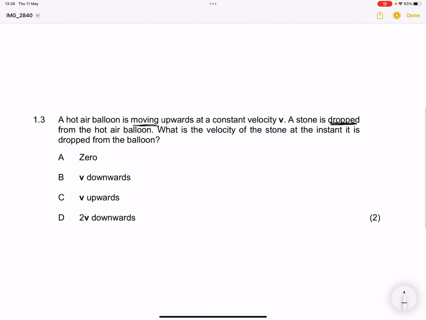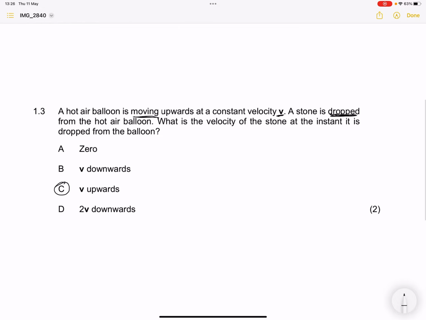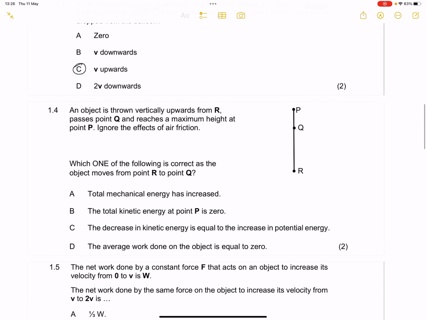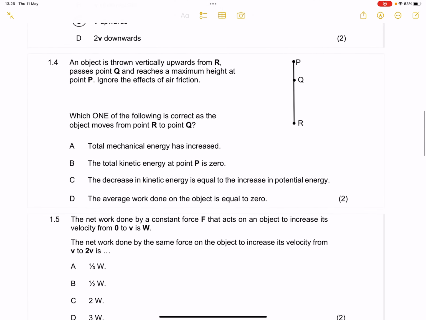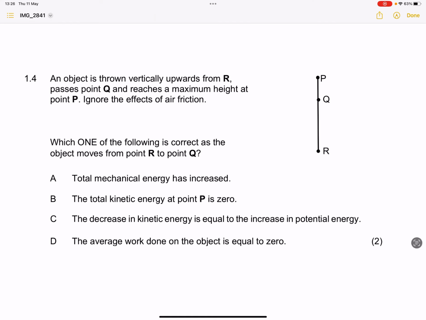They say, what is the velocity of the stone at the instant it is dropped from the balloon? Well, it should be v, also going upwards. So the correct answer there should be v, should be C rather.